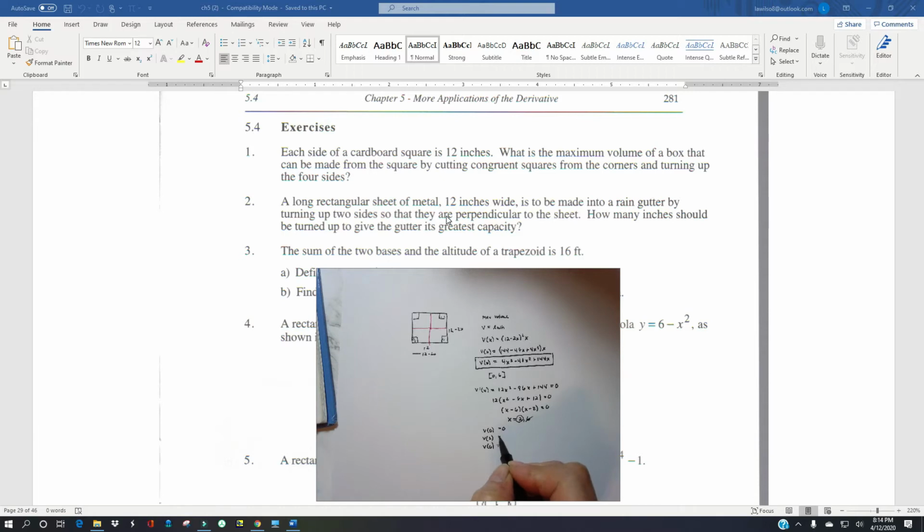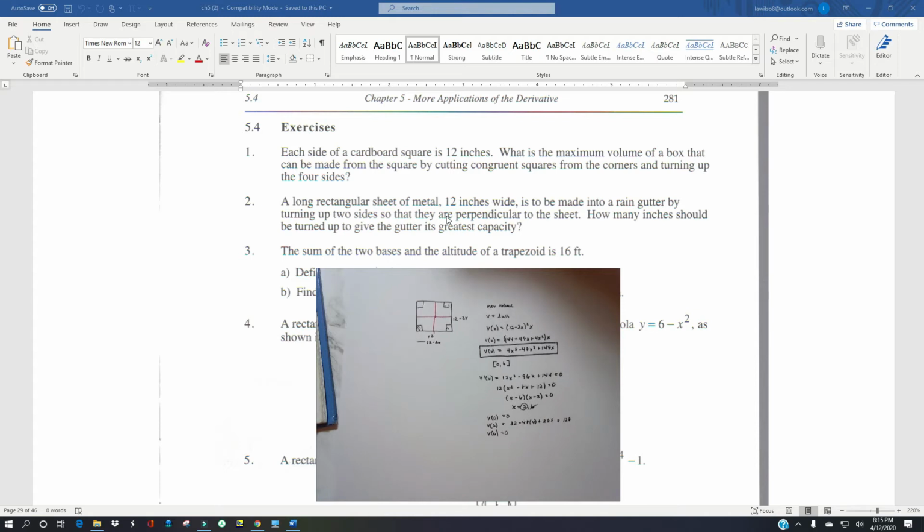If I plug the 2 in, I'm going to have 2 cubed is 8 times 4 is 32, minus 48 times 4, plus 144 times 2 is 288. And if I compute that up, I get 128. So what I know is that I would have a maximum volume of 128 cubic inches when squares are cut out of all 4 corners that have a side length of 2 inches. I hope that's okay.